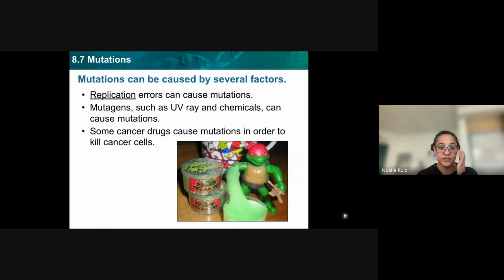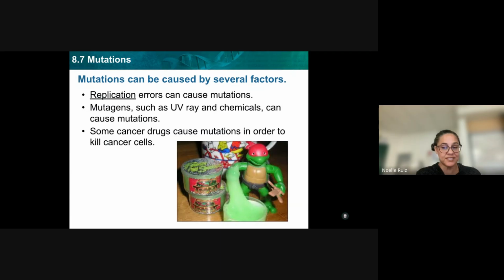Mutations can be caused by several factors. Like we said in the beginning, replication errors are very common. They can cause mutations. Mutagens, which are just things that cause mutations. UV rays from the sun will cause skin cancer. You got that one, Christian. Other chemicals can cause mutations. Asbestos used to be used in a lot of construction, but a lot of people started getting cancer from it. So they figured out we can't use that anymore. X-rays will cause mutations if you're overexposed to them.